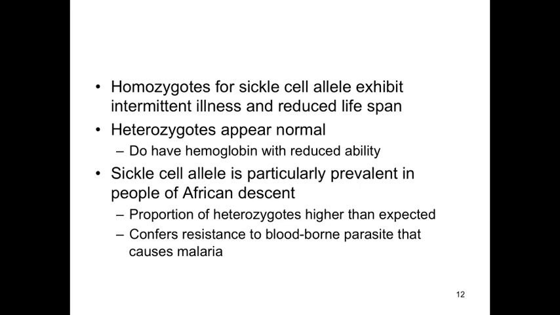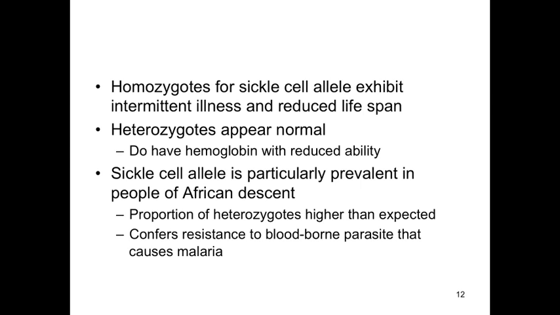Any individual that's a homozygote for the sickle cell allele, that is, they carry this recessive allele on both chromosomes, will have intermittent illness throughout their life, as well as a reduced lifespan, simply because of these circulatory problems and oxygen carrying capacity. Heterozygotes, though, appear normal at normal altitudes and oxygen levels. They do have hemoglobin, but only half as much as necessary, and so they have reduced ability to carry oxygen only when demands are maximal.